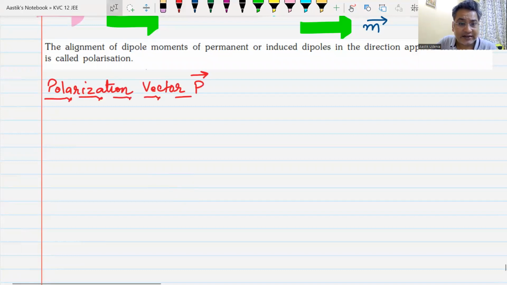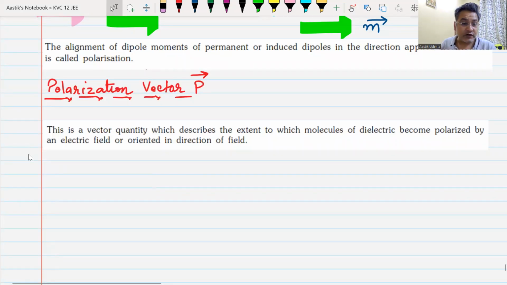This is a vector that tells us to what extent or to what degree the dielectric has been polarized. How much the dielectric has been polarized is given by this quantity, which is known as the polarization vector. Do we understand this? So it is a vector quantity that tells us up to what degree your dielectric is getting polarized.